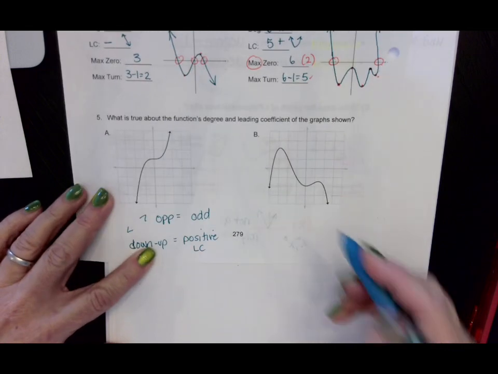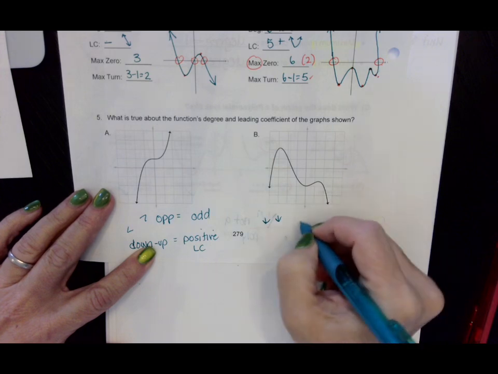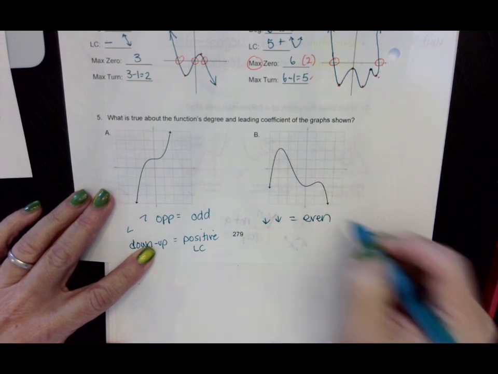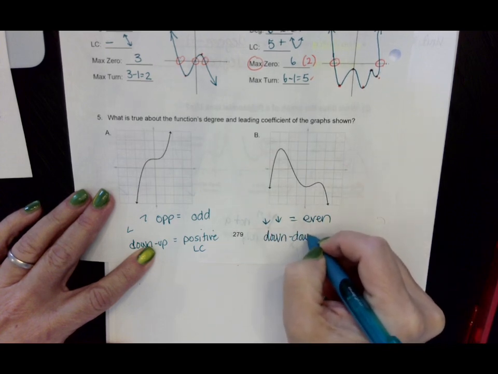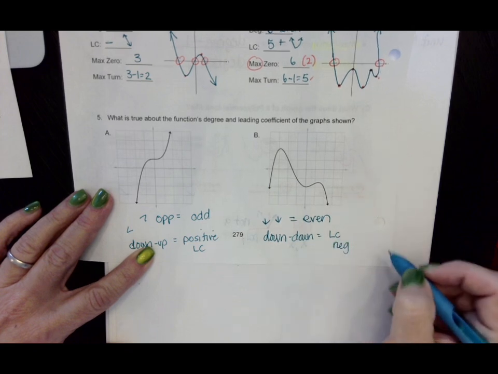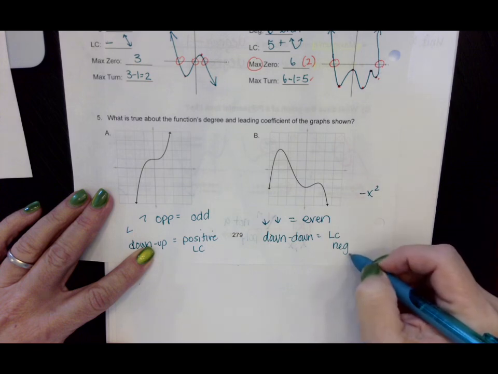All right, let's talk about this one. So this one is down, down. So if this is down, down, I know that these are the same direction, so this has to be even. And because they're both down, down, I know that the leading coefficient has to be negative, right? So think about this, negative x squared. It goes down, so the leading coefficient has to be negative.